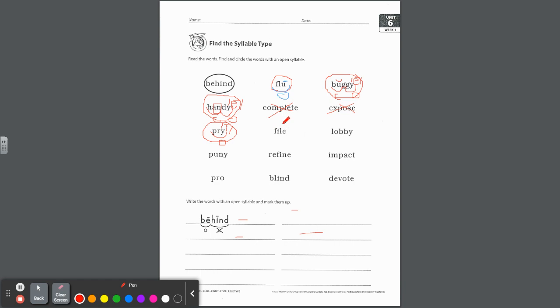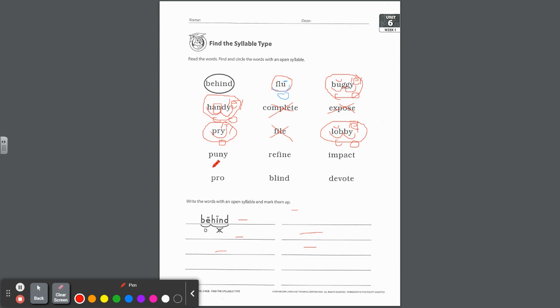Okay. I see the word file next. That's a vowel, consonant, E. That is not an open syllable. Look at lobby. Lobby. Do you hear a long vowel that's in an open syllable? Yes, yes, yes. Circle lobby. So we've gotten pry, and now we're going to put lobby here. Lob is short and closed. B is open, but we're going to say this Y sounds like a long E. Very good. Okay, getting sloppy there.